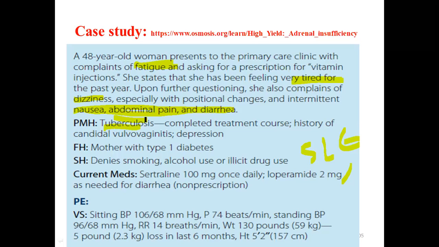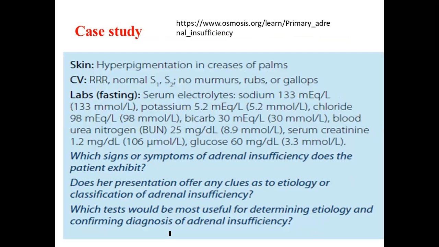Then her physical examination reveals a sitting blood pressure of 106 over 68, which is low. Her pulse rate is 74, which is within normal. And her standing BP is very low, which could be postural hypotension. Her respiratory rate, I think, is normal. And she weighs 59 kg. Okay, then also weight loss of 2.3 kg. Okay, good. Then?